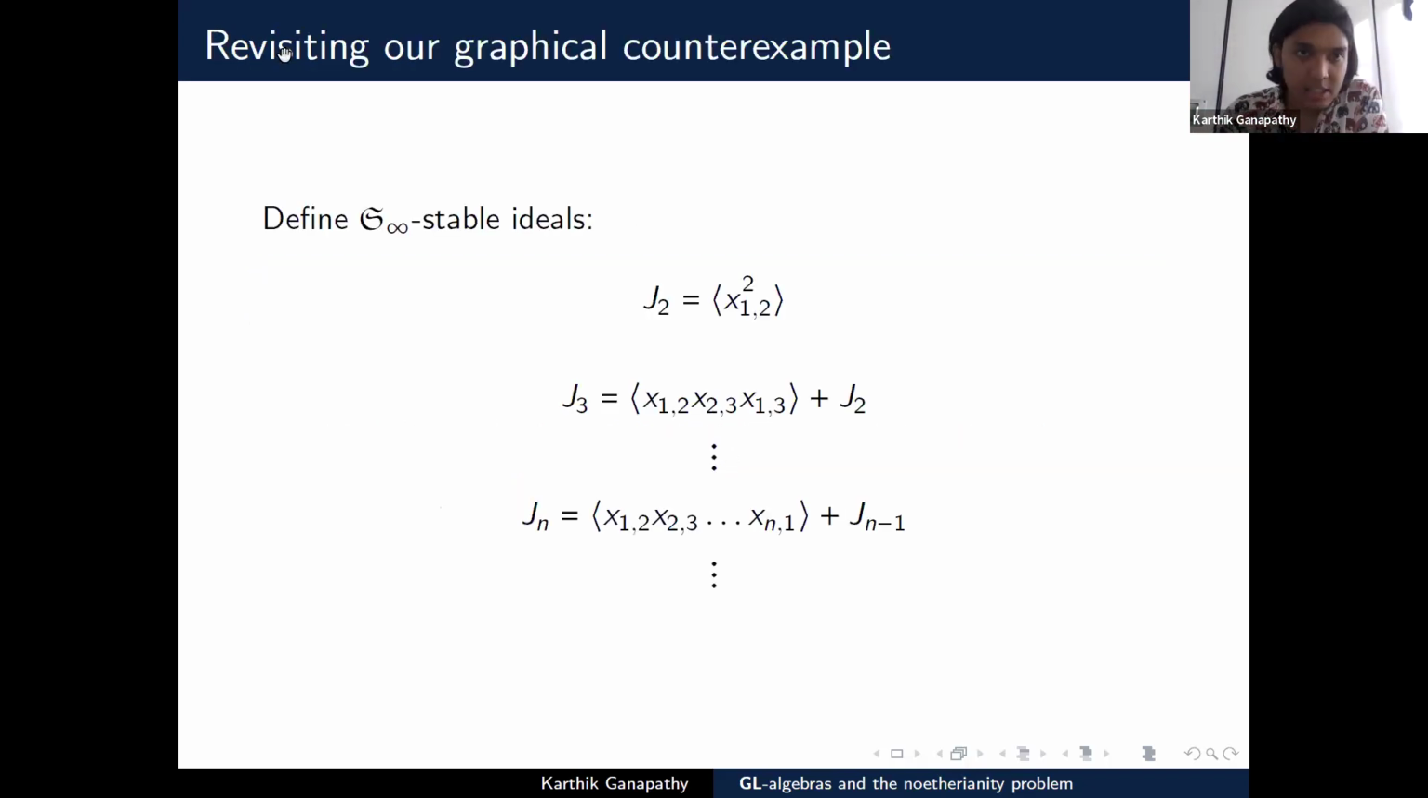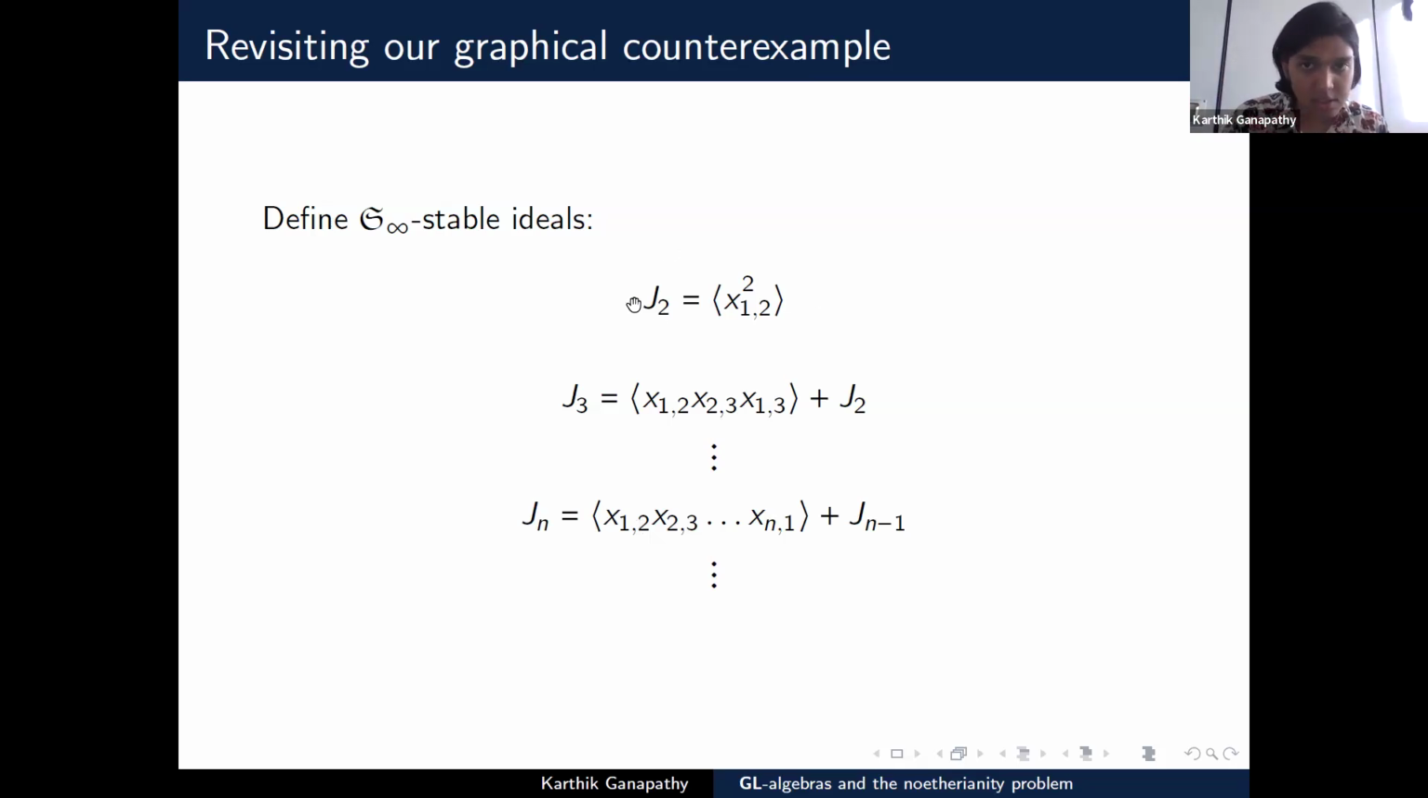Okay, so let's revisit the previous example, the one we got from the graphs. I'm going to define these S-infinity stable ideals, where J2 is x12 squared, but I don't mean just x12 squared, but xij squared. So I'm taking the S-infinity orbit of x12 squared. Then J3 is the S-infinity orbit of x12, x23, x13, which corresponds to 3-cycles plus the 2-cycles. So J3 contains all monomials of at most 3 cycles. Similarly, Jn contains all monomials corresponding to at most n cycles.